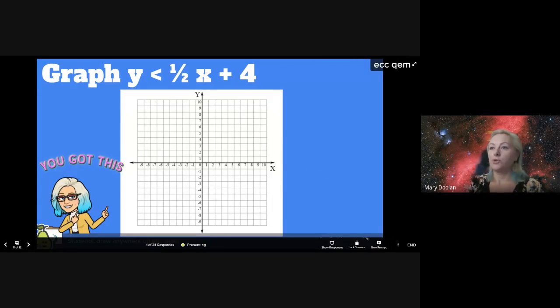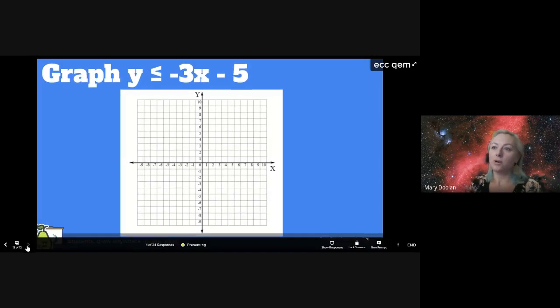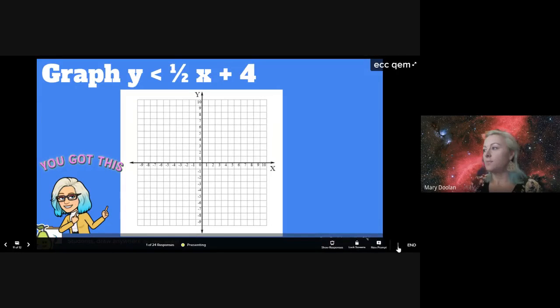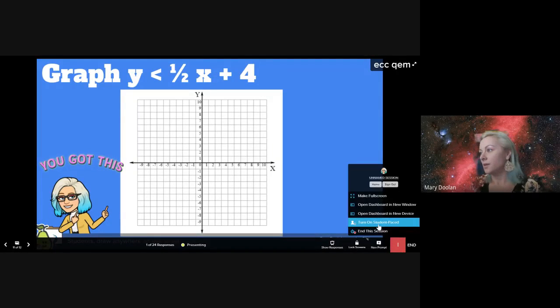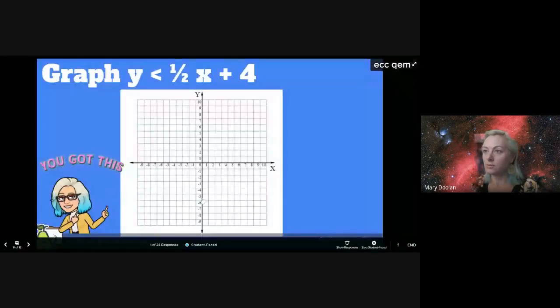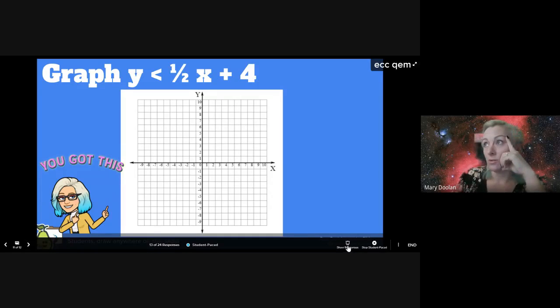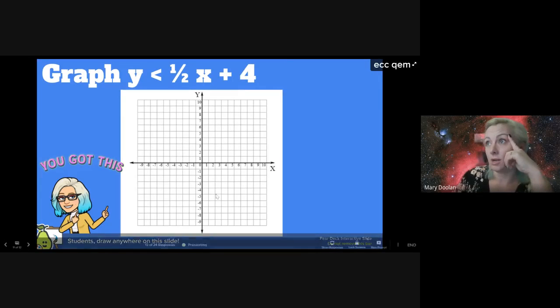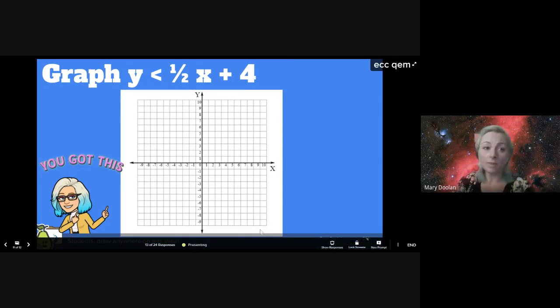Okay, so you have 2 that you're going to work on, which is slide 11 and slide 12. I'm going to give you 10 minutes to do this. You are in student paced mode. You're going to go to your Pear Deck tab. So go ahead and I'm going to stop student paced. And I want you to come back to our Google Meet. So you just pause on what you're working on right now, come back to our Google Meet.